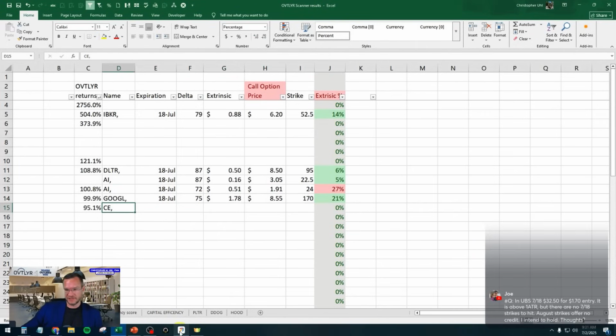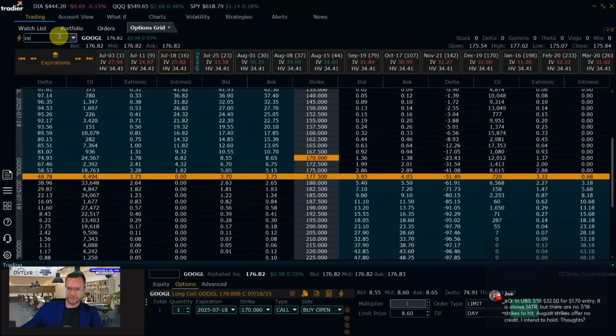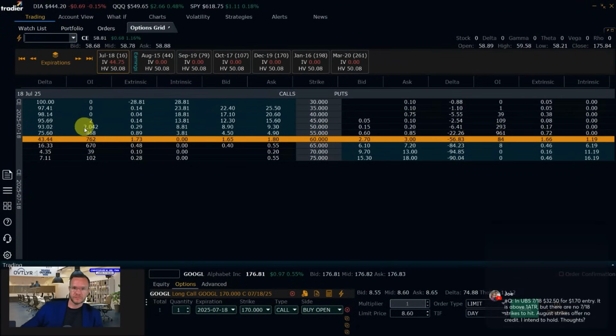And let's do lastly CE. This one's really sharp. This one's really good. Lots of open interest there. Extrinsic value is basically nothing. So this is also a potential 93 delta with 46 cents extrinsic.